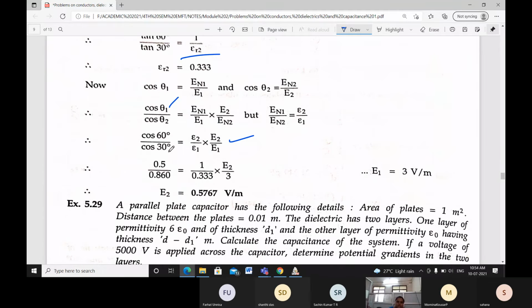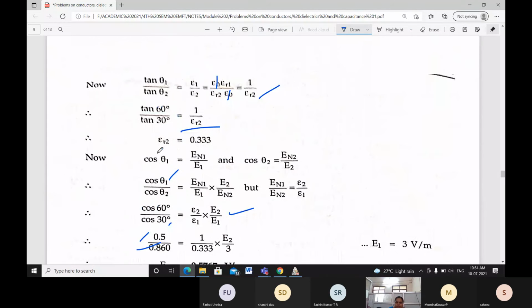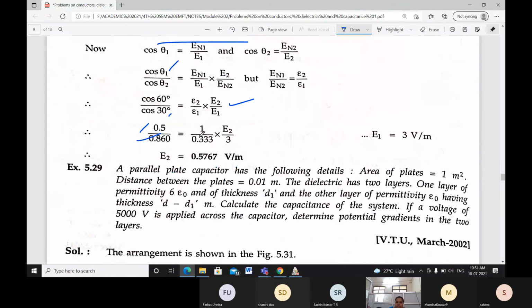Theta 1 and theta 2, 60 and 30. Then εr2 divided by εr1 into E2 divided by E1. Then substitute the values you will be getting. That you have to do 0.5 divided by 0.860. That's going to be εr2, 1 divided by, we calculated for εr2, that you have to substitute here, 0.333, into E2 we don't know, and E1 is given as 3 volts per meter. Therefore, E2 is what now? It's going to be 0.5767 volts per meter.